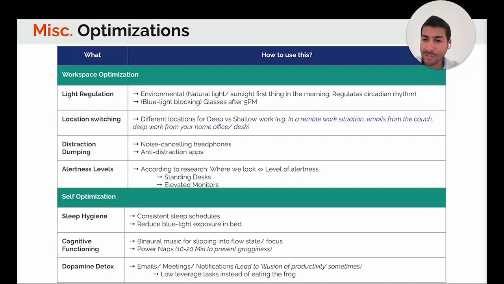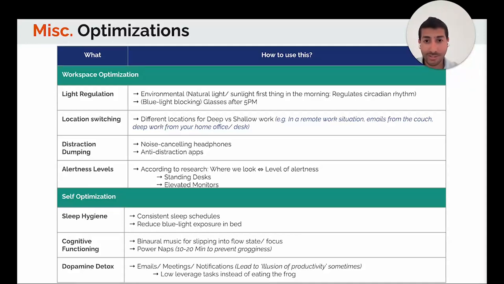And last up is the concept of dopamine detox. Dopamine, as some of you might know, is the chemical that the brain releases that makes you feel good, and it's usually triggered with activities like online shopping, scrolling through social media, watching TV, etc. So you want to recognize these triggers and make sure that you aren't spending a lot of time on these low leverage tasks.